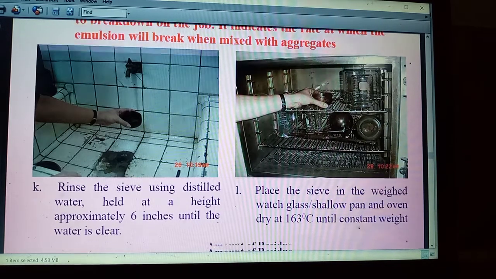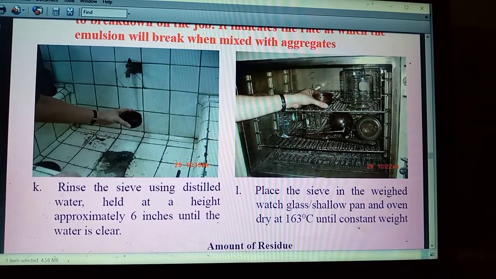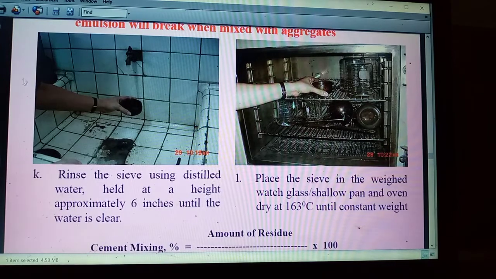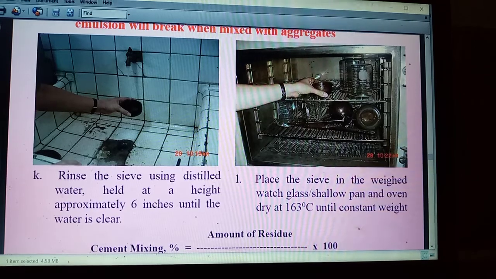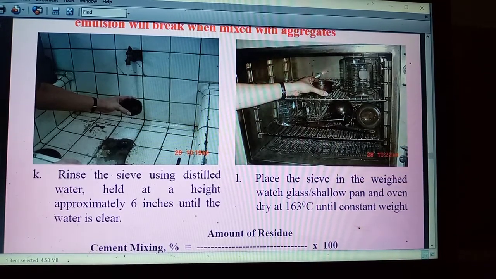Then, held at a height of approximately 6 inches. So, yan yung 6 inches mo dyan. Okay? Until water is clear. Hanggang sa wala ka nang... So, ibig sabihin, pag clear na yung water, ibig sabihin, wala nang residues na natira. Wala nang liquid residues na natira mula dito sa sieve 14.